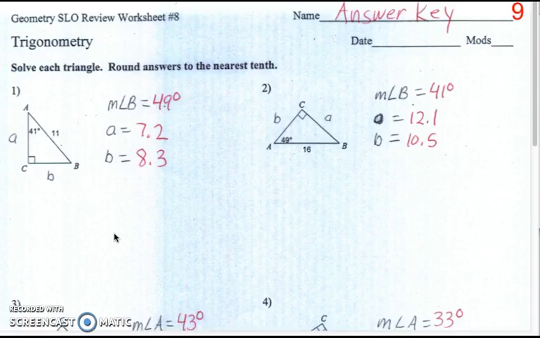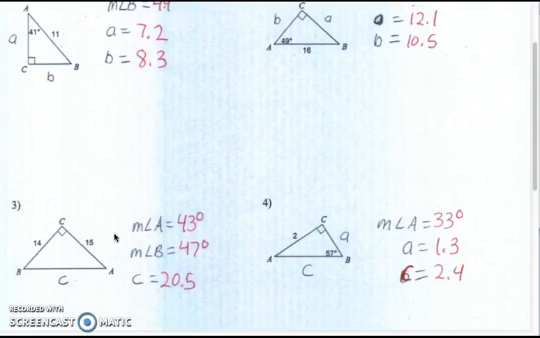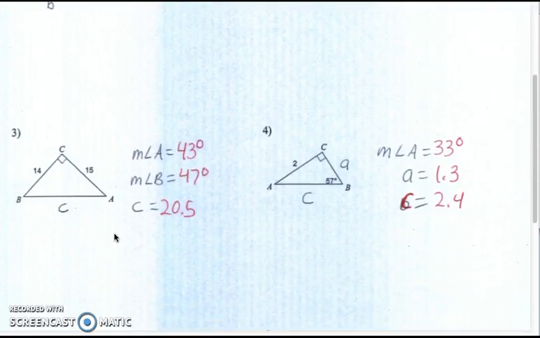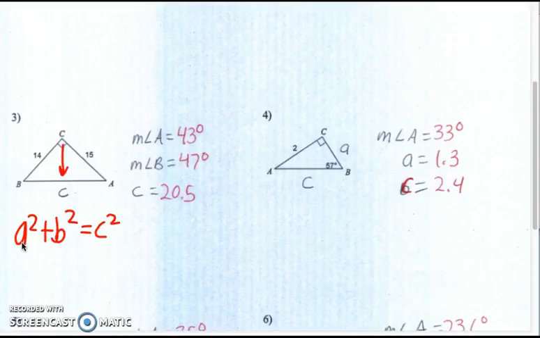Alright, on to side number 9. For number 3, we're solving each triangle, and we're going to round to the nearest 10th. So when we're solving for our side C, we are using the Pythagorean theorem. Remember, whenever you have two sides and you have to find the third side, you're using the Pythagorean theorem. Again, that is your a squared plus b squared equals c squared. And that c, where it's located, that is the hypotenuse. So always across from the right angle.